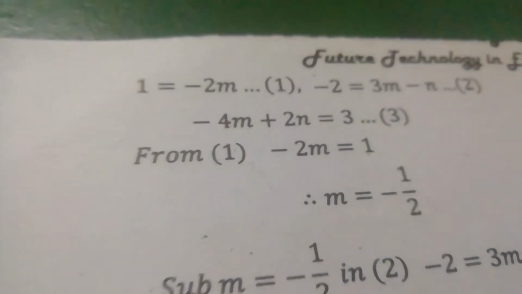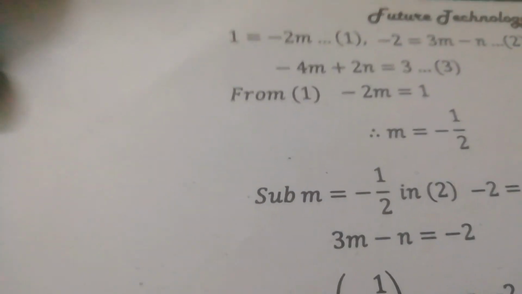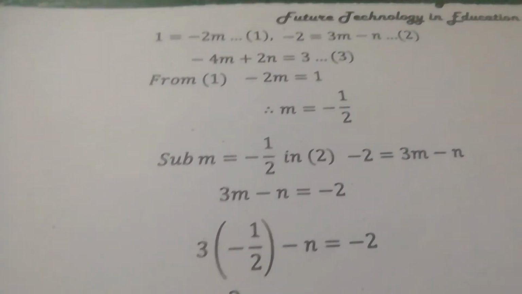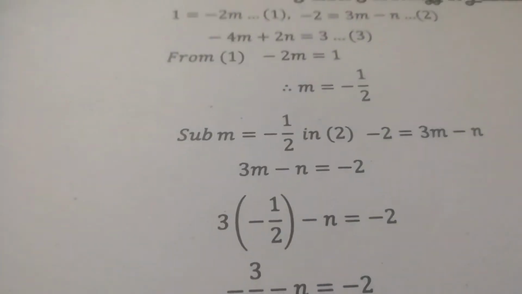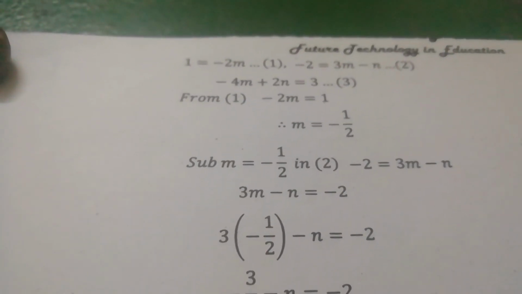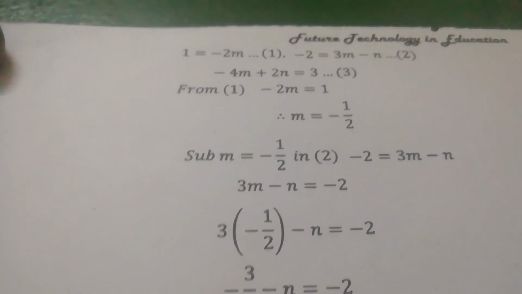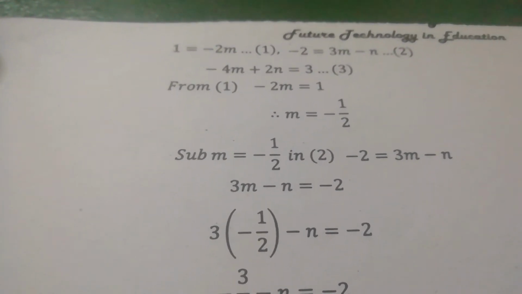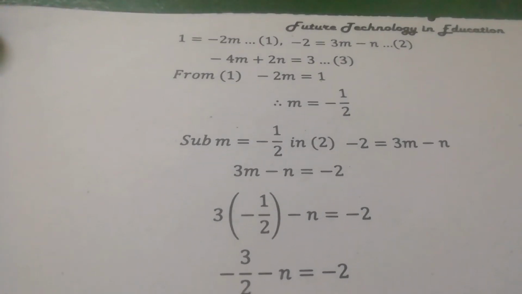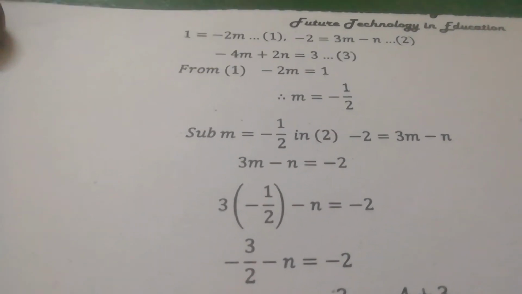What does equating the i coefficients mean? We get 1 equal to minus 2m. Next, minus 2 equal to 3m minus n. Third one, minus 4m plus 2n equal to 3. Now using 1 and 2, we can find the values of m and n. That is, minus 2m is equal to 1, which means m is equal to minus 1 by 2.